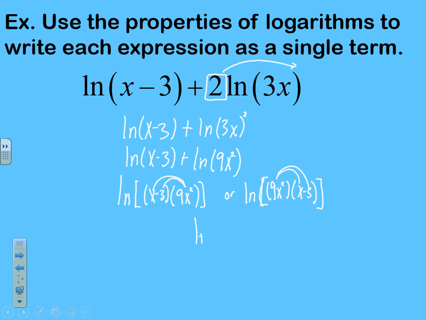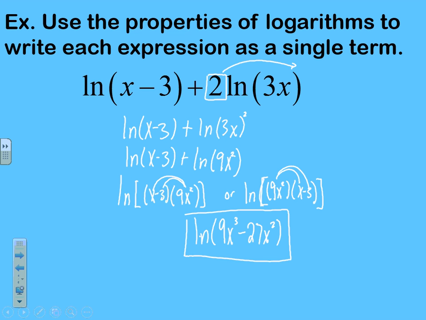Either way, when we do it, 9x squared times x is going to give me 9x cubed, and 9x squared times the negative 3 will give me a negative 27x squared. And this would be our final condensed logarithm.